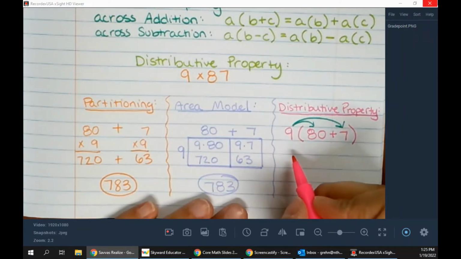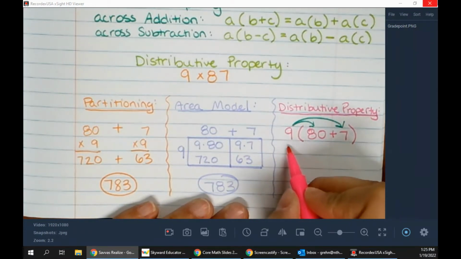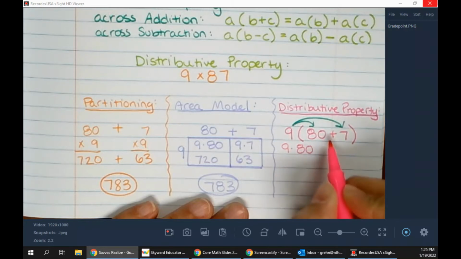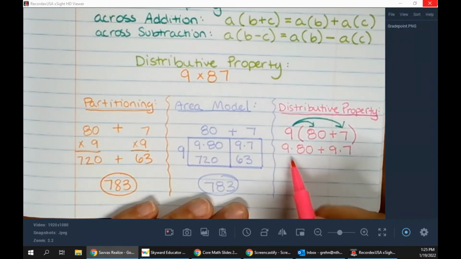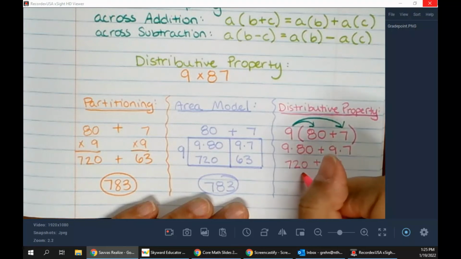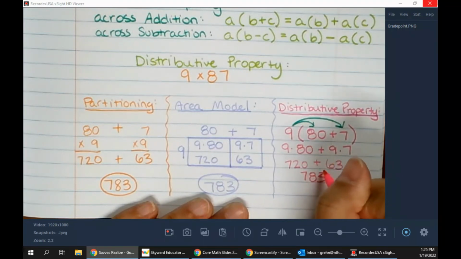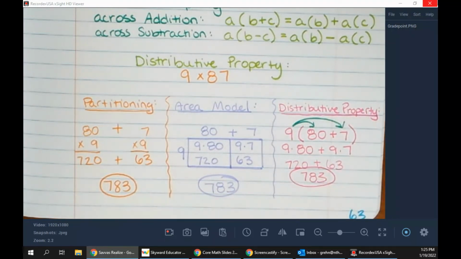So I'll start with 9 times 80, and then I'll add on 9 times 7. So 9 times 80 is 720. 9 times 7 is 63. That would equal 783. So you'll notice all three of these strategies, you're pretty much doing the same thing. It depends on how you look at it. For all of them, though, you end up adding 720 plus 63.